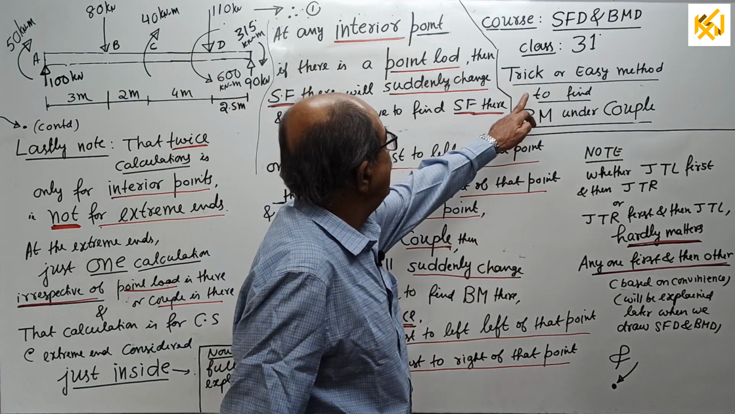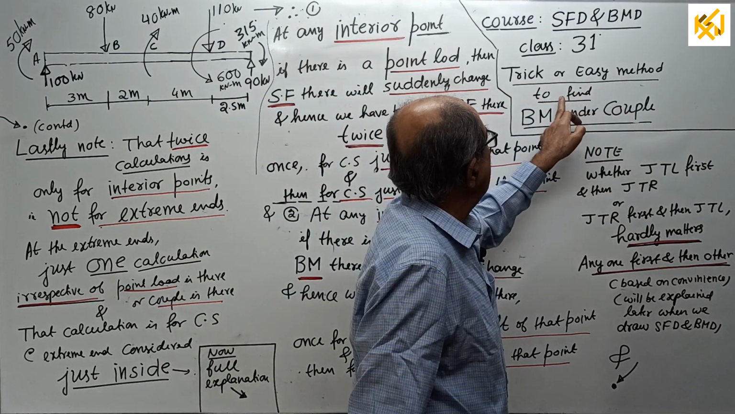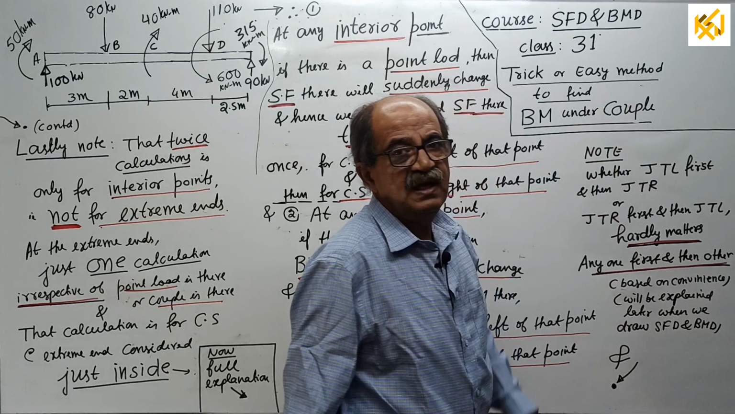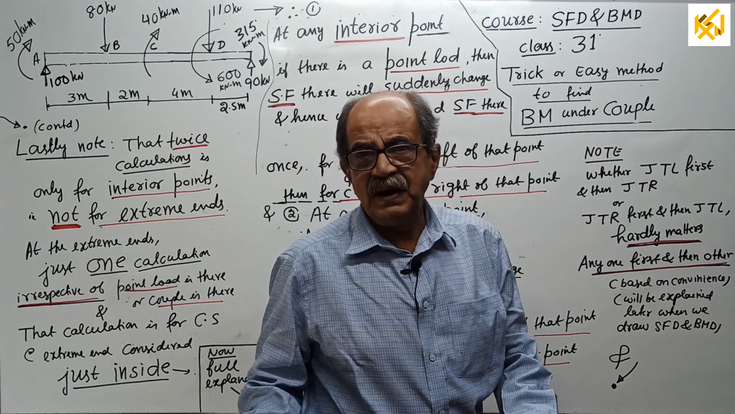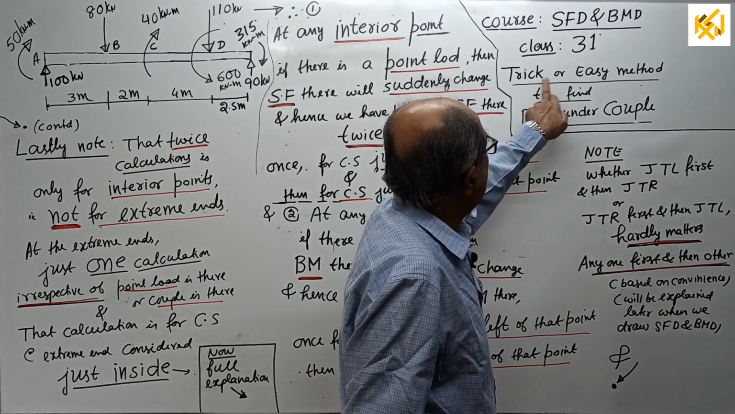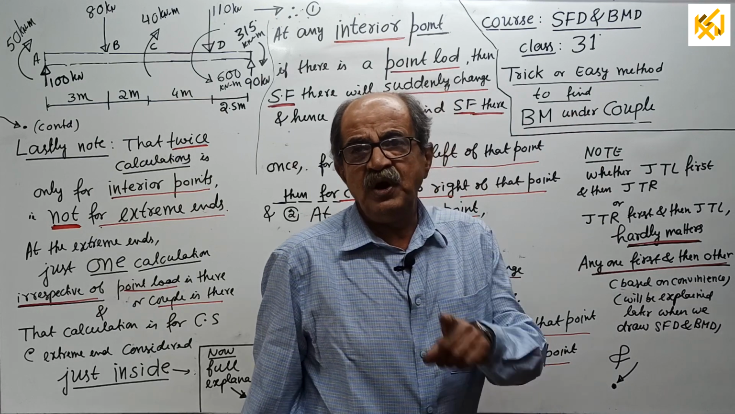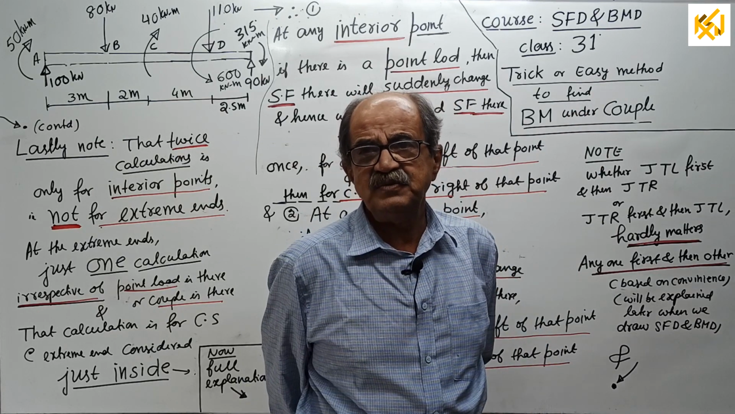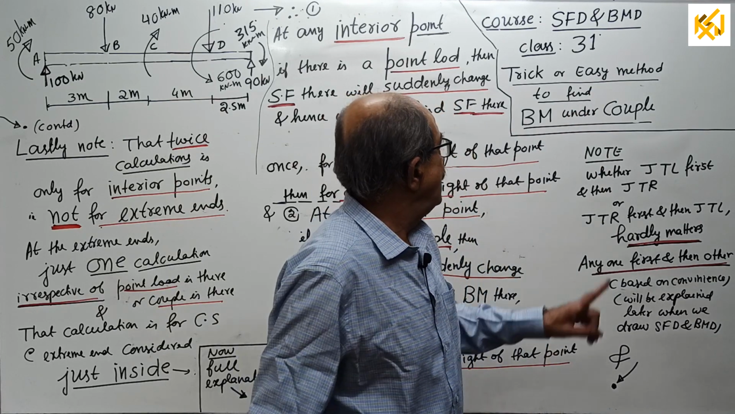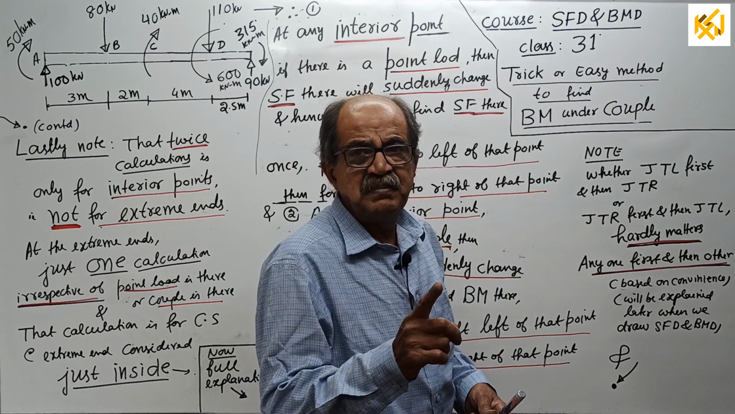See, I have written here a trick or easy method to find bending moment under a couple. I will explain what that is. But remember, the trick will work out only if you know the sign conventions correctly. Very important. So, I will tell you the class number.